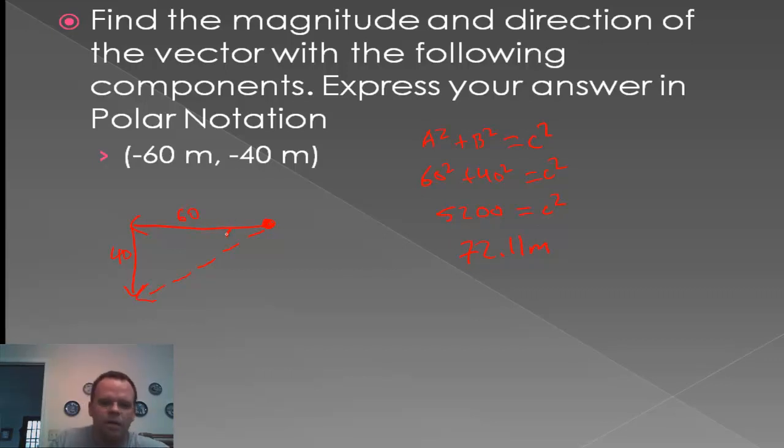I also need an angle to be in polar notation, so I'm going to first solve for this angle on the interior here. To do that, I'm going to use the tangent equation. Tangent of an angle equals the opposite over the adjacent. So the tangent of this angle equals 40 over 60. To solve for the angle, you'll remember from our first chapter, do the inverse tangent of 40 over 60. Get 33.69 degrees.